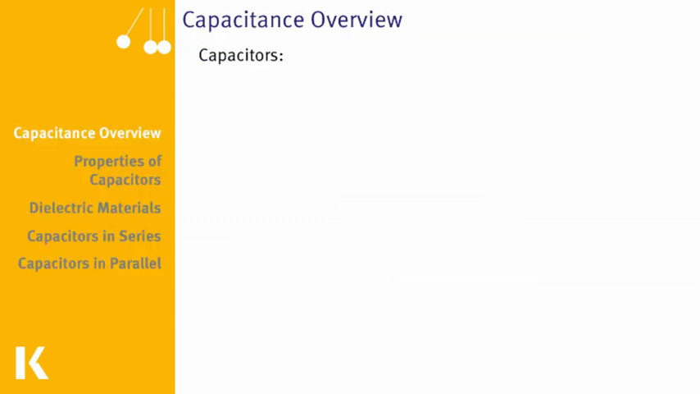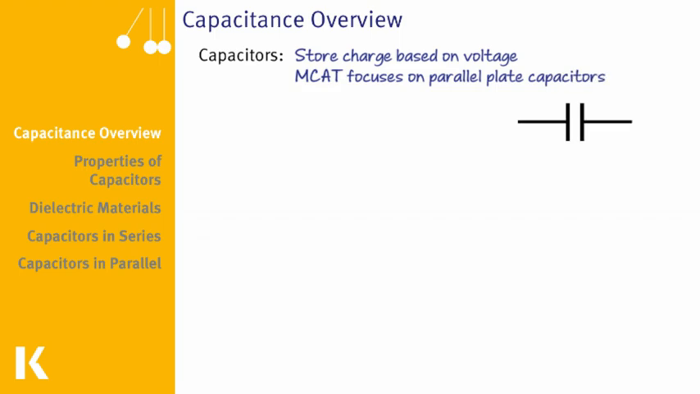We're going to begin with an overview of capacitance, but before we break out the equations and circuit diagrams, it's worthwhile to review a couple things about capacitors. First, capacitors store charge at a particular voltage on their plates. For the purposes of the MCAT, all you care about is parallel plate capacitors, which are represented in circuits by the symbol here on the right.